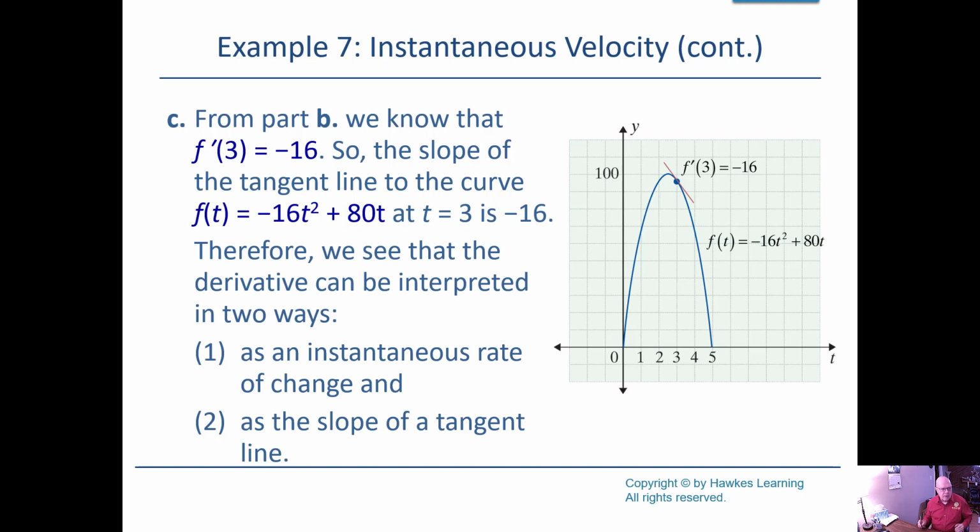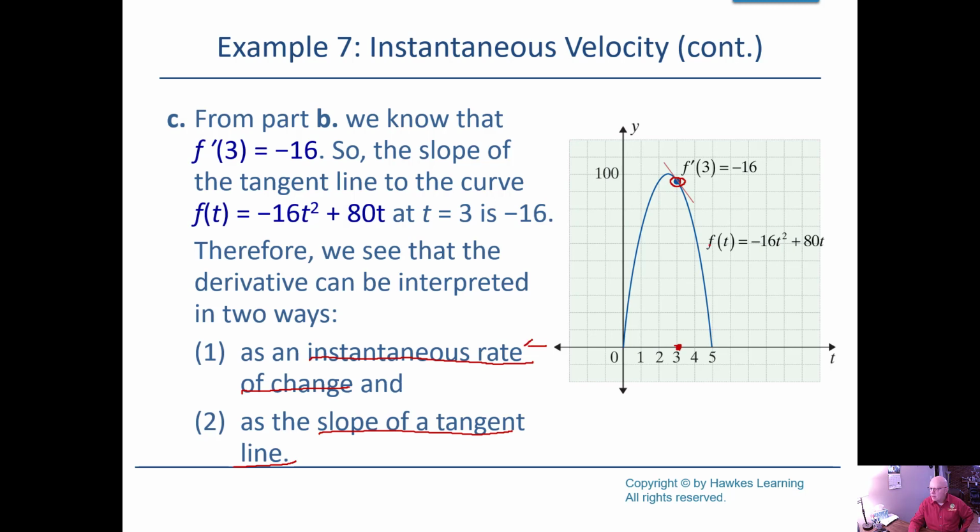So we know that the slope is negative 16. We can interpret the derivative two different ways: the instantaneous rate of change, or the slope of a tangent line. Over here, here's x equals 3. So if we go up here, here's the point at t equals 3 seconds. Notice that it's changing speed. It's getting faster, but it's going faster in a negative direction. It's got a negative slope.